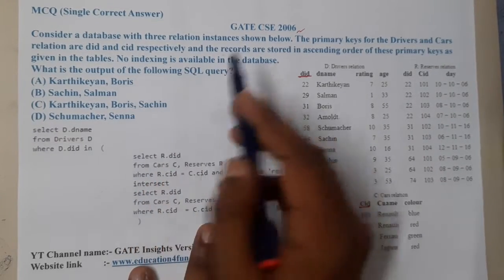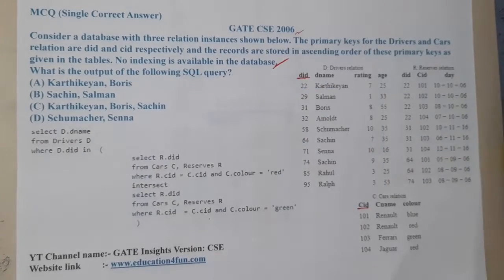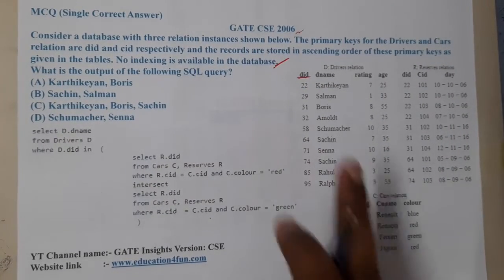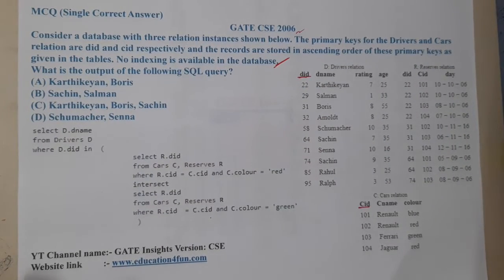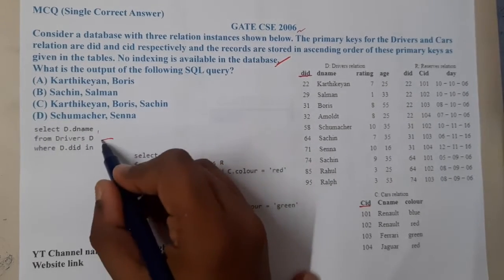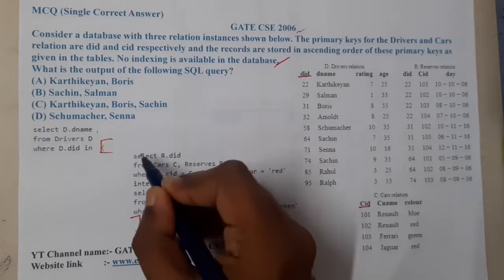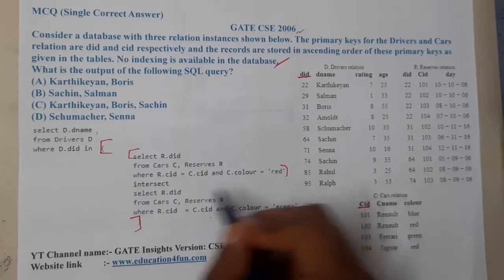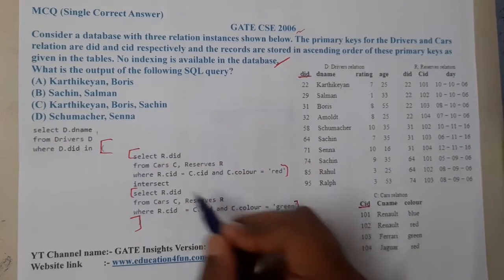So no indexing is available in the database. Till here, nothing more they gave, guys. They just gave this much information. Now they are asking what is the output for the following SQL query. If you observe this query, this is the outer query, and this is the inner query. Even inside the inner query, we have two separate queries, and in between, we are performing an intersection.